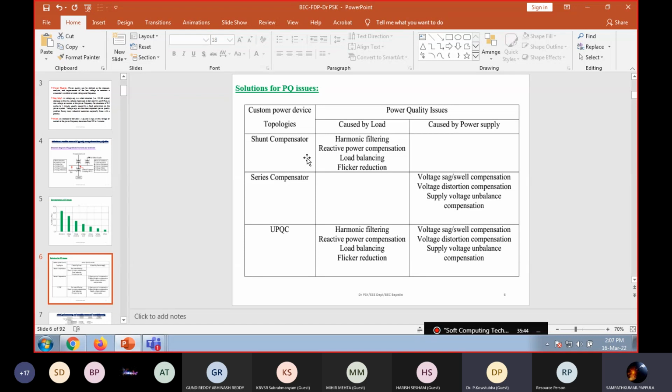Using the shunt compensator, we can achieve harmonic filtering, reactive power compensation, load balancing and flicker reduction. Using the series compensation, we can compensate voltage sags, swells, voltage distortion and supply voltage unbalances. Using the UPQC, both can be compensated, right?